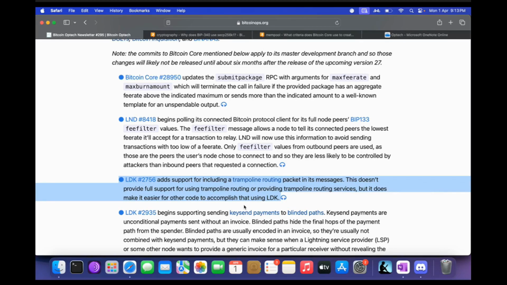So LDK 2756 is a new PR that includes support for trampoline routing packets in its messages.